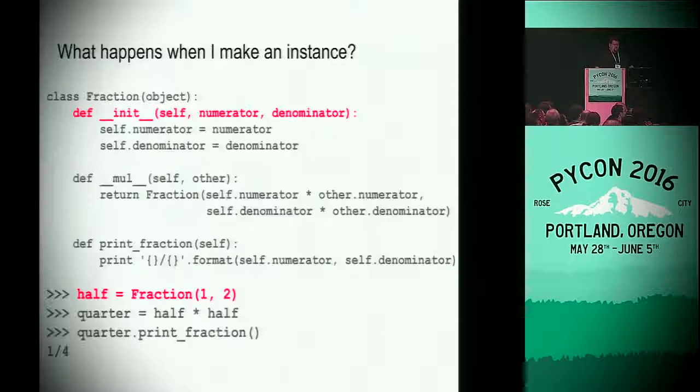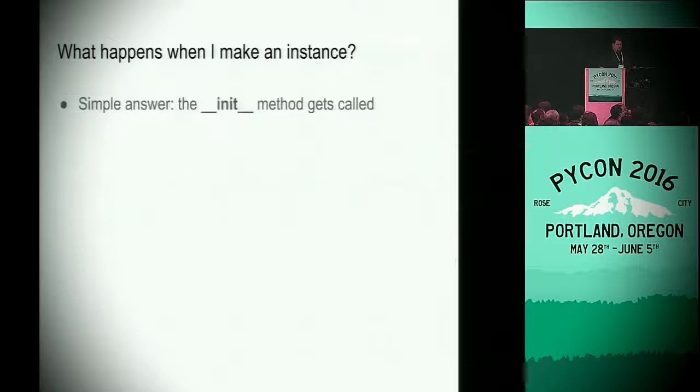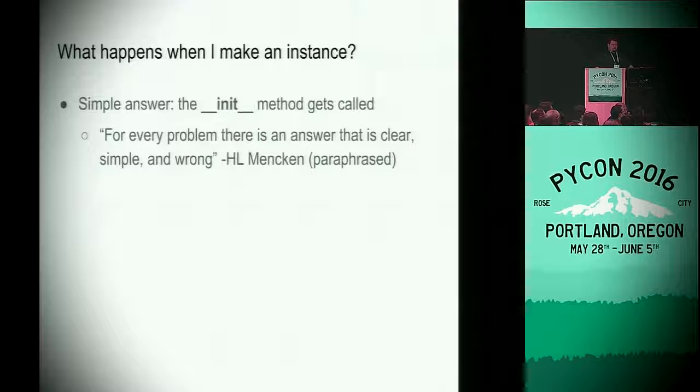So the next thing, we made a fraction. So how does that work? We had defined this init, and then we had called Fraction to make our fraction 1/2. And so clearly what happened was that init got called. Python doesn't make it quite that simple. It almost was for this class, but there's actually a pretty long chain of things that happen. So, for every problem, there's an answer that's clear, simple, and wrong.